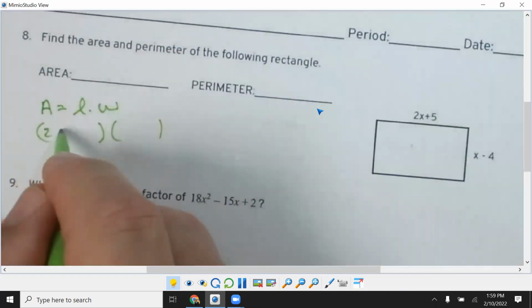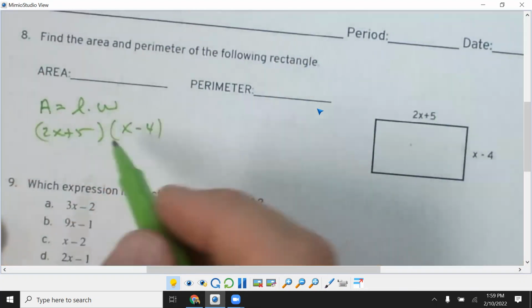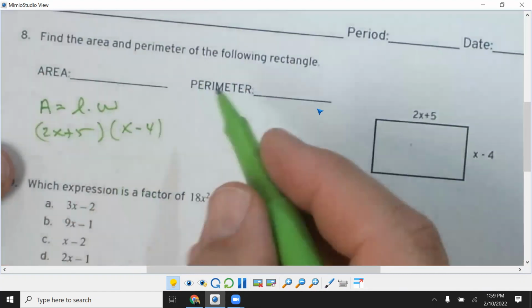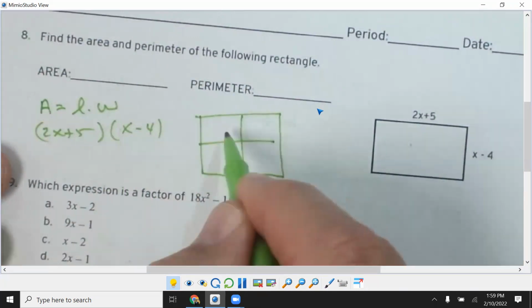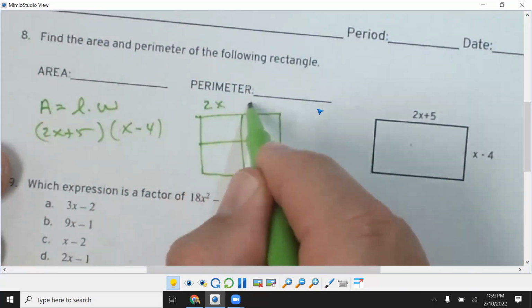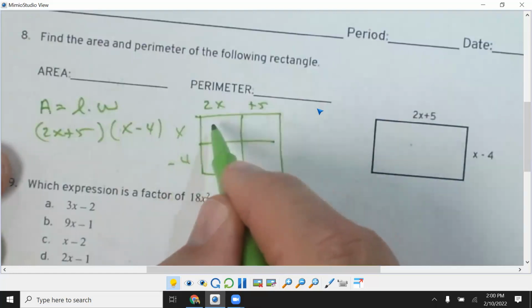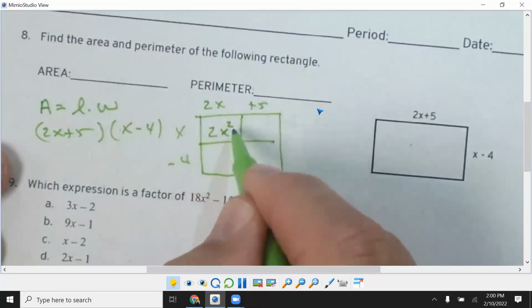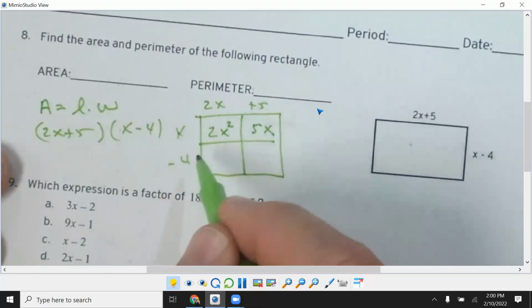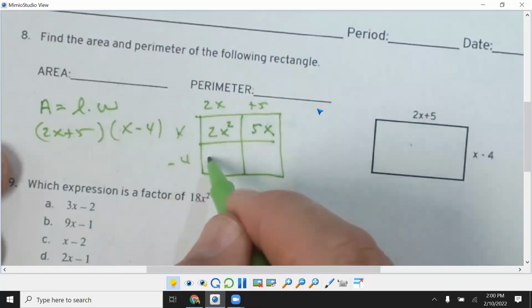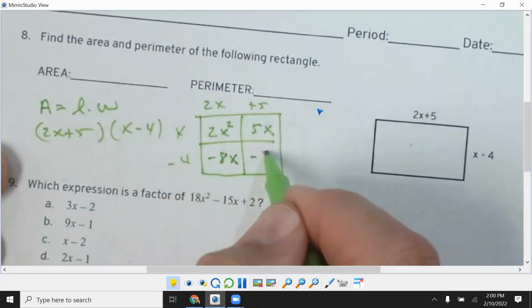So I'm going to take that 2x plus 5, times x minus 4. All right. I can do the box method or double distributive method. It doesn't matter. Let's do the box method for those that like the box method. So I'm going to put my box here. This is 2x. This is plus 5. This is x minus 4. So now multiply these two together, and I'm going to get 2x squared. I'm going to multiply the x and the 5 together. I'm going to get 5x. Negative 4 times 2 is negative 8, and it has an x on it. And negative 4 times 5 is a negative 20.